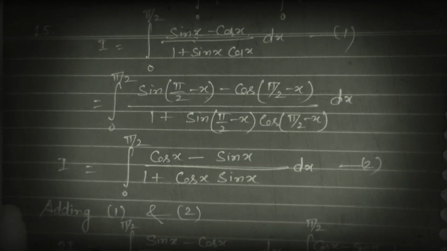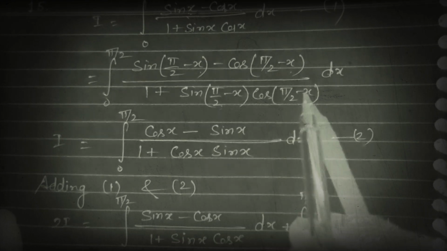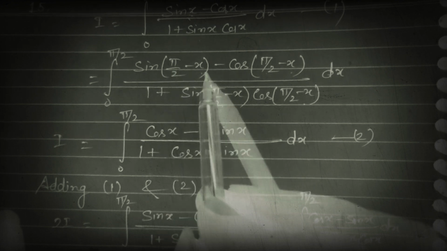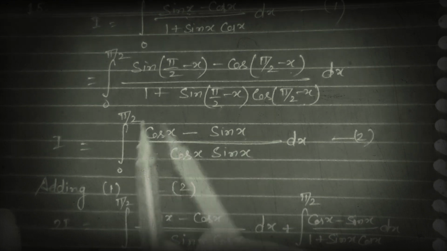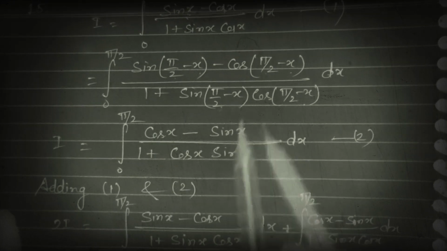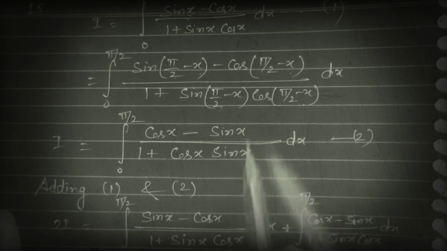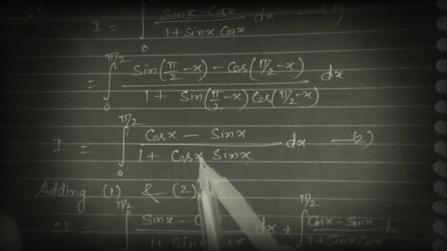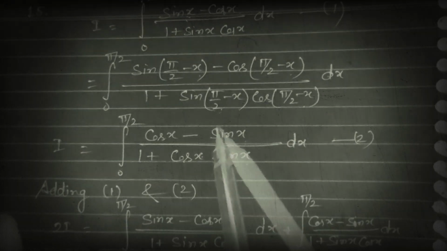Then we will get in denominator also sin of pi by 2 minus x, cos of pi by 2 minus x. So sin of pi by 2 minus x is cos x. Cos of pi by 2 minus x is sin x. Here 1 plus sin of pi by 2 minus x is cos x. Cos of pi by 2 minus x is sin x. So look at denominator of these first and second, same. So we can add these. Limit is same. So we can add these.